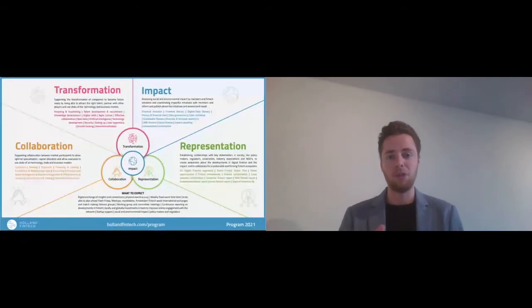In front of you now, you see the slide with the 4 main topics which we will be focusing on for the coming year. So that is collaboration, transformation, representation, and altogether we want to make a big impact within the ecosystem. And we want you to be part of this as well, because as an ecosystem provider, we can't do it alone. The power is within the member companies in our ecosystem.